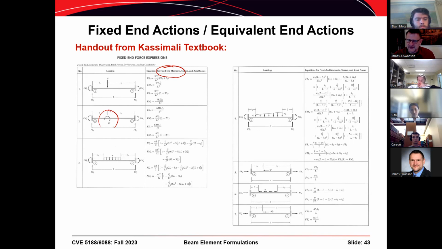Then you have to correlate them with the degrees of freedom. And that's a great opportunity twice to screw up signs on these problems. And I know this because that's exactly what I do. Every time I'm doing one of these problems, there's probably about a 1 in 4 chance that I'm going to screw up the sign on one of the equivalent end actions when I go through it.